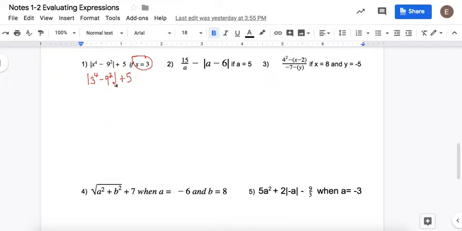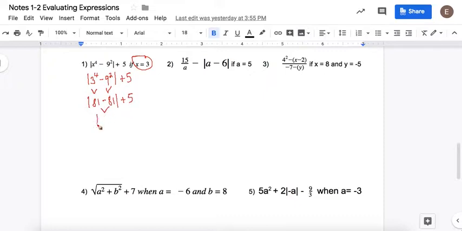Now we're looking for grouping. I see an absolute value symbol, so I'm going to do what's inside the absolute value symbol first. And we have two exponents, so we can do them both at the same time. So we're going to do 3 to the 4th power is 81. Make sure you put in your absolute value symbol. Minus 9 squared is also 81. Close your absolute value plus 5.